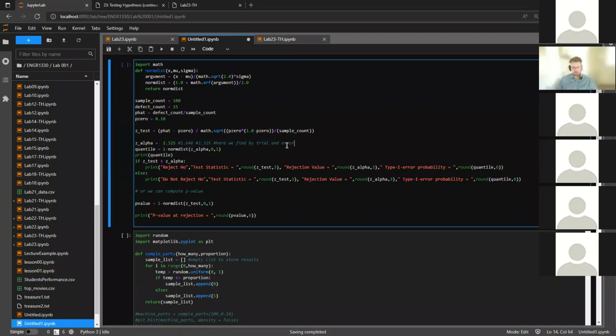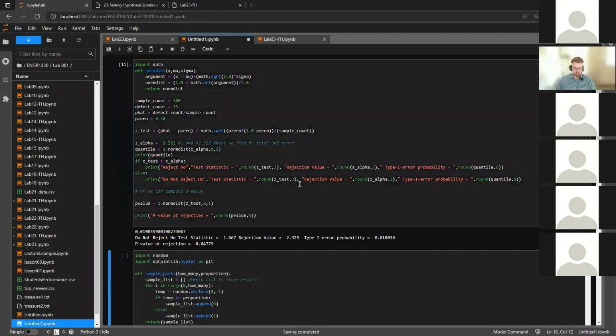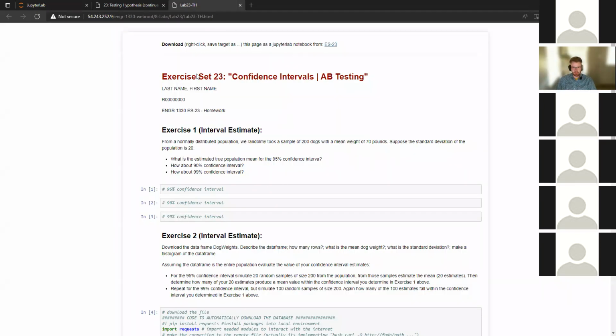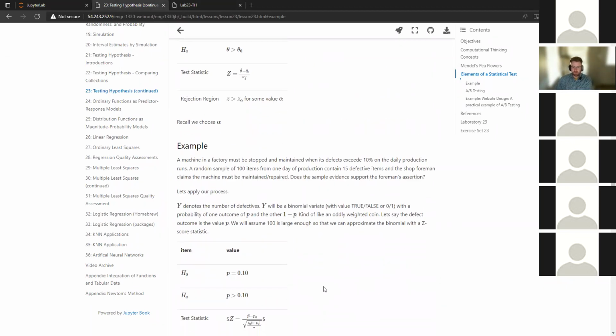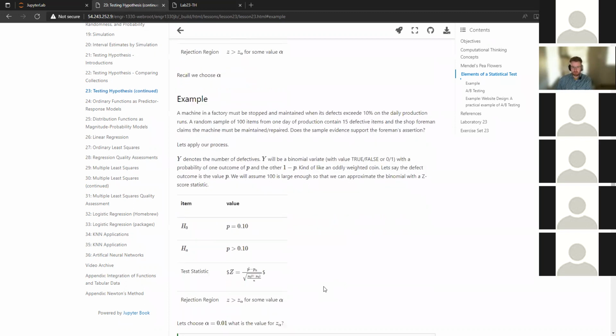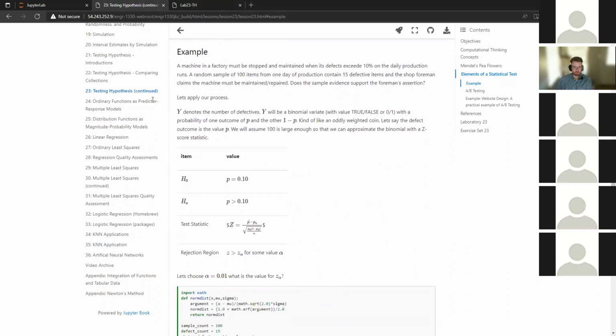So let's start out with this value. If we use the z alpha value of 2.32, we get a do not reject the null hypothesis. And what was our null hypothesis? Oops, wrong one. Saying that we do need to take it apart, so is the sample evidence supportive of the assertion that we need to take it apart?